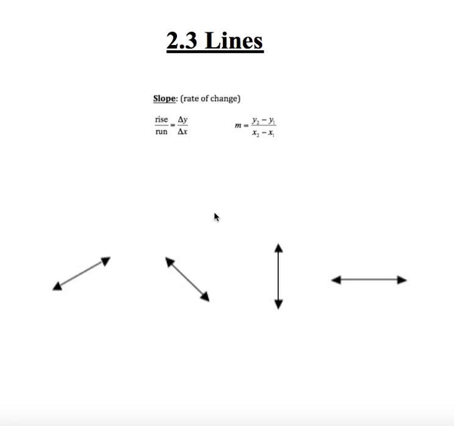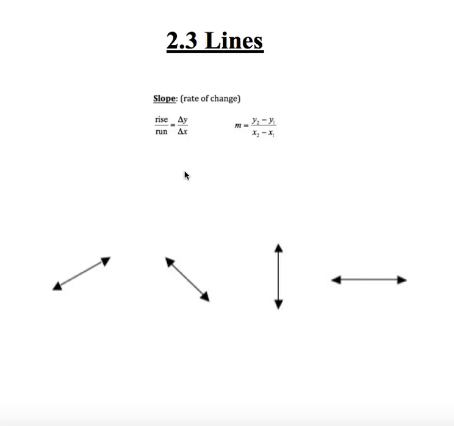Section 2.3, lines. In this section, we're going to talk about lines in general. So the first thing we need to know is what the slope of a line is. Slope is also known as rate of change. As you can see here, we know that slope is rise over run. How much the line rises versus how much the line runs, going from left to right.